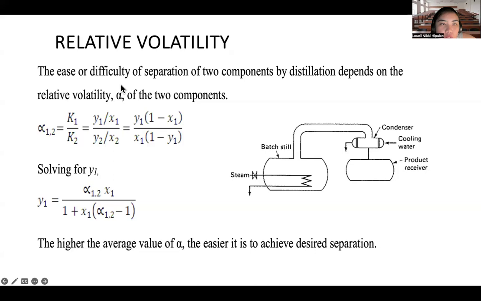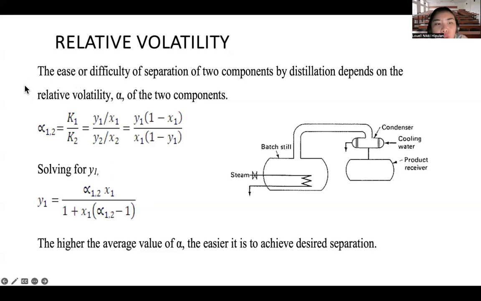So if you're going to derive Y1 from this equation here, you can transfer the denominator above. So this is what happens if you're going to solve for Y1: Y1 is equal to alpha 1,2 X1 divided by 1 plus X1 times alpha 1,2 minus 1. Again, this equation helps us calculate the mole fraction of component 1 in your vapor phase, which is important for understanding how effectively your distillation process can separate component 1 from component 2.